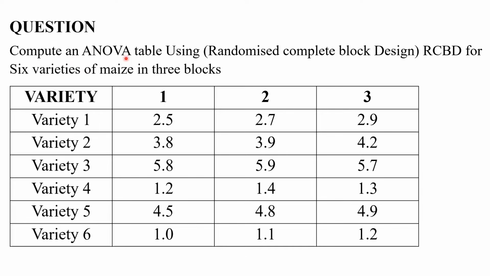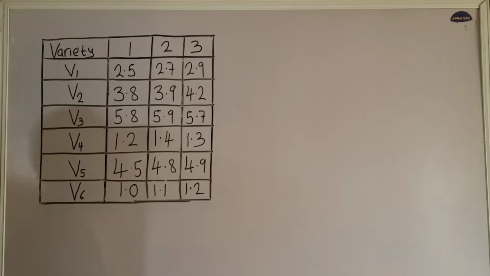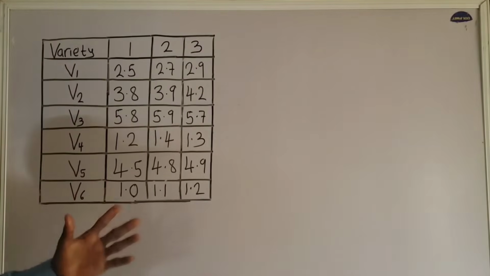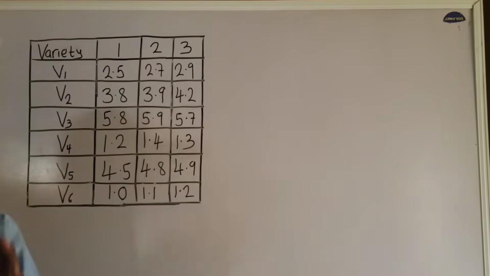Compute an ANOVA table using Randomized Complete Block Design for 6 varieties of maize in 3 blocks. The randomized complete block design is kind of similar to the complete randomized design, so we are going to be using the same steps. However, some calculations are going to be different because of the presence of blocks. We are going to calculate some things which are not included in complete randomized design. Trust me, after watching this video, you'll be able to solve questions on randomized complete block design.